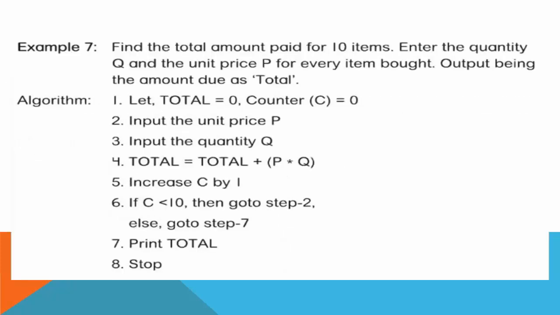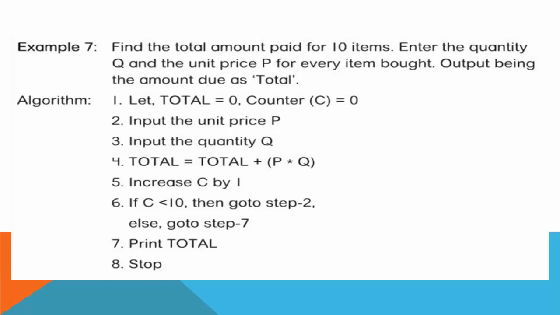Let us consider the 7th example. Find the total amount paid for 10 items. Enter the quantity Q and the unit price P for every item bought, output being the amount due as total. So first of all, there are 10 items, we have to individually enter the price, so there will be a counter C. So let the total be 0, counter be C, input unit price P, input the quantity Q. So total is equal to total plus P into Q.